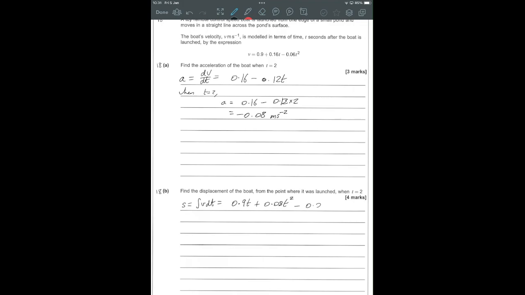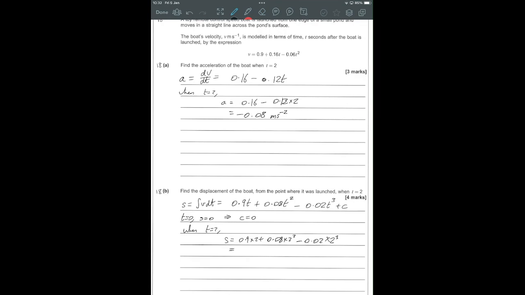minus, this one is going to be the cubed term, plus c, but when t equals 0, the displacement is 0, which implies that the c is 0, because we want the displacement from where it was launched. So there's no displacement when you start. And then finally, when t equals 2, the s is equal to, and I'm writing out an awful lot here for it not being a show that question.